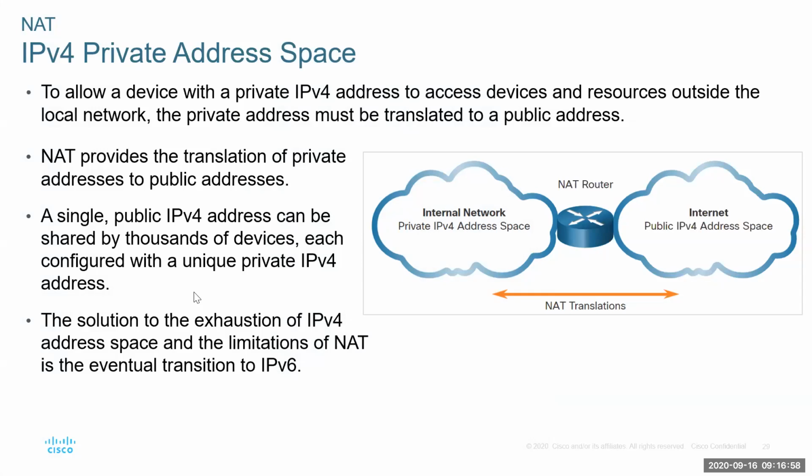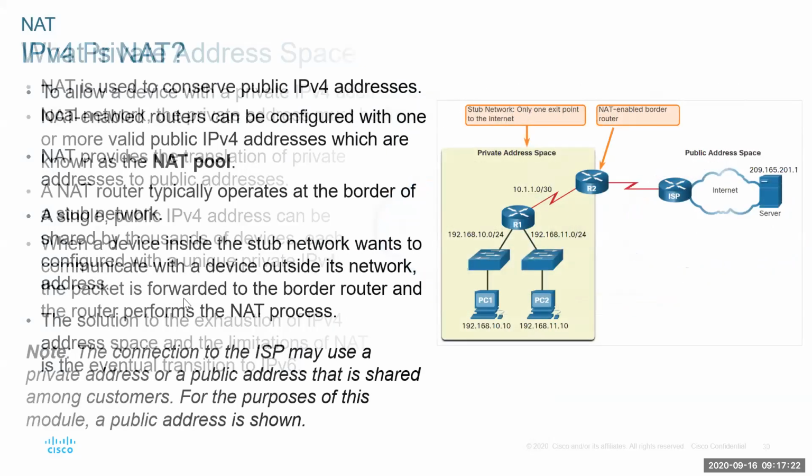Usually a single public IPv4 address can be shared amongst thousands of devices on the inside, each configured with a unique private IPv4 address. This was, again, the solution to the exhaustion of IPv4 that we talked about. So this is kind of handy. You can just do a simple NAT and have it go out to a single public IP. You could also have a pool of addresses to make available as well.